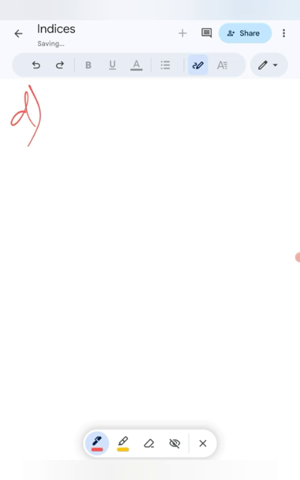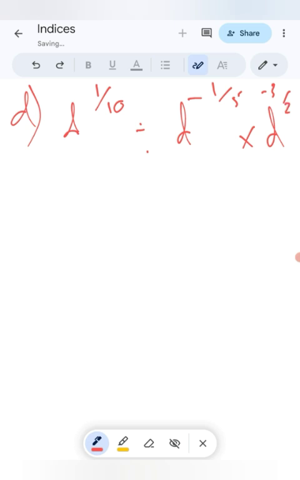The part D states that D raised to the power 1 upon 10 divided by D raised to the power minus 1 upon 5 multiplied by D raised to the power minus 3 upon 2. Okay, now this divide means a minus, so let's put it as it is. 1 upon 10, divide means a minus. Again, this power is going to be kept now. Minus 1 upon 5, okay. Then multiply sign means a plus, and your minus 3 upon 2 comes as it is.